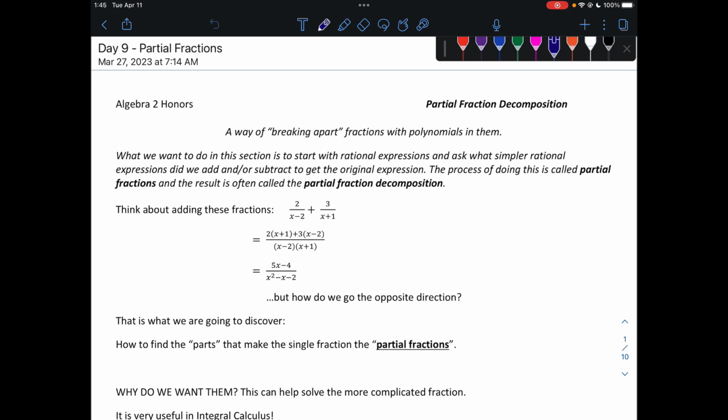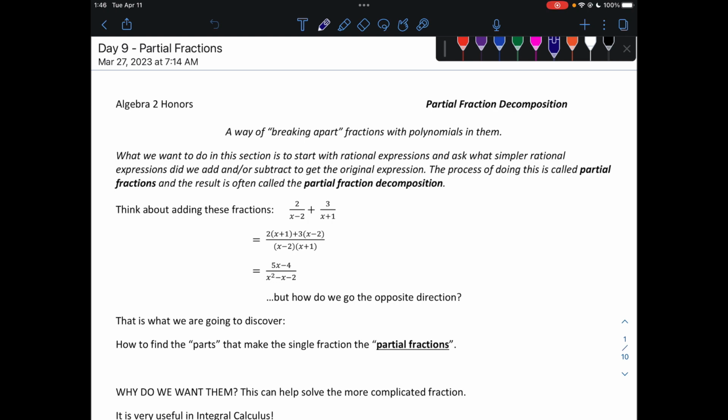Let's start by talking about what partial fraction decomposition is. What we want to do in this section is to start with rational expressions and ask what simpler rational expressions did we add or subtract to get there. This process is called the partial fraction decomposition of a rational expression.